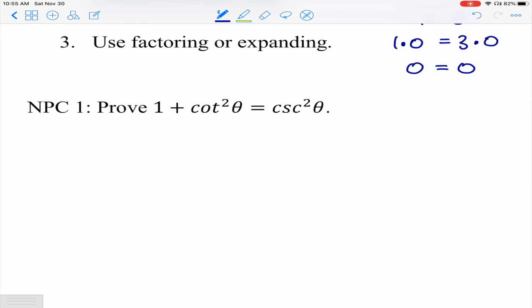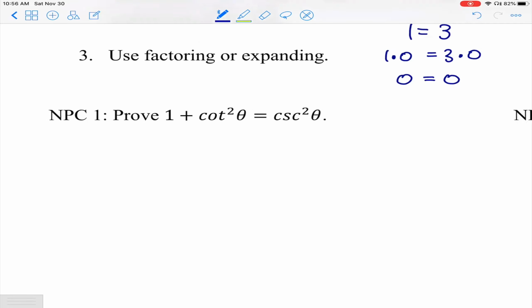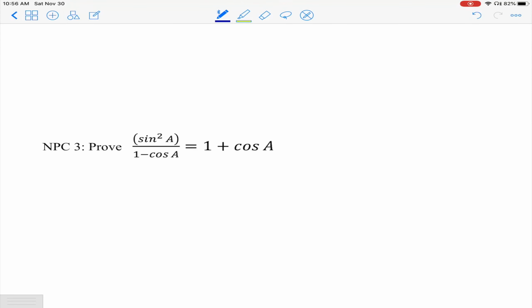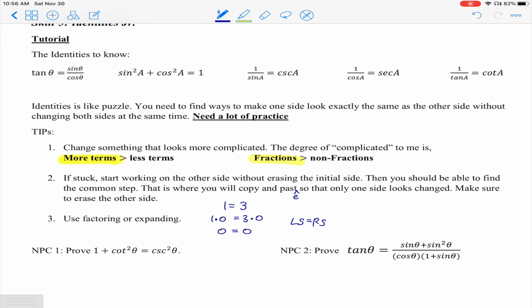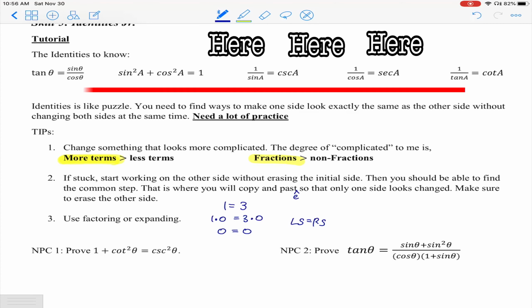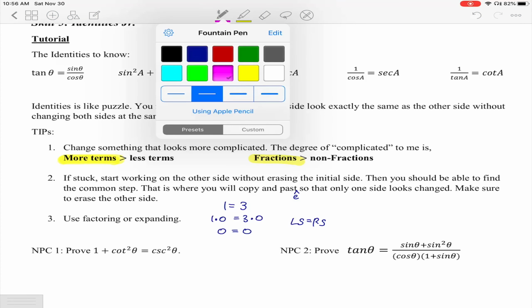Now prove 1 plus cotangent squared theta equals cosecant squared theta. Second one is more complicated. Third one is even more complicated. So the tools that we have in our hand to fight with it are right here. And depending on the school, you may be given these, you may not be given these. And I cannot guarantee that you will be given.